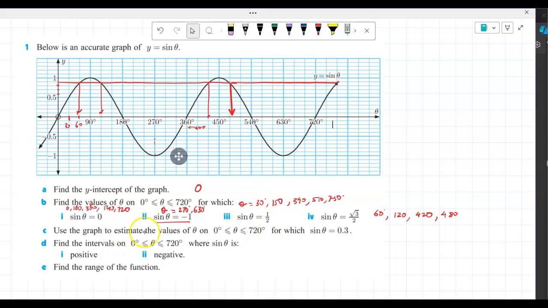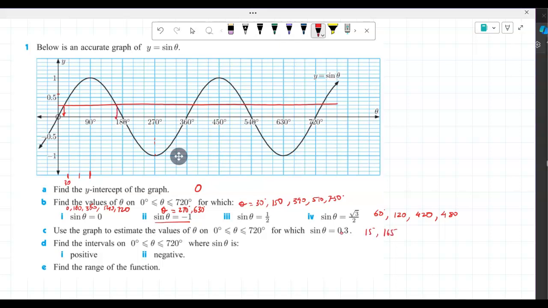Now use the graph to estimate theta, for theta between 0 and 720 degrees, for which sine theta is equal to 0.3. Erase this then. You must use a pencil in exams. So 0.3 is 0.1, 0.2, 0.3 here. So what will this be? 15. It's coming in between. See, this is 90 till here, so each of these is 30. Basically each is 30, so 15.